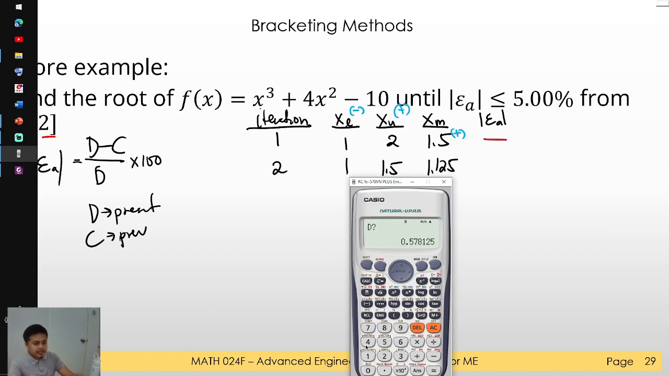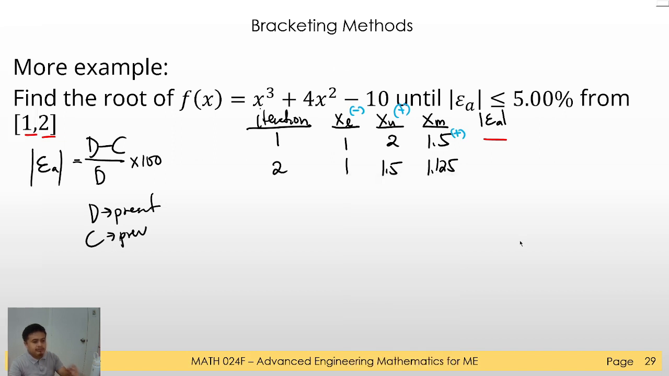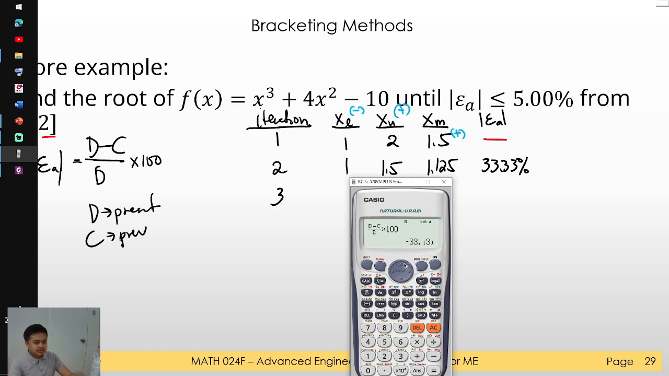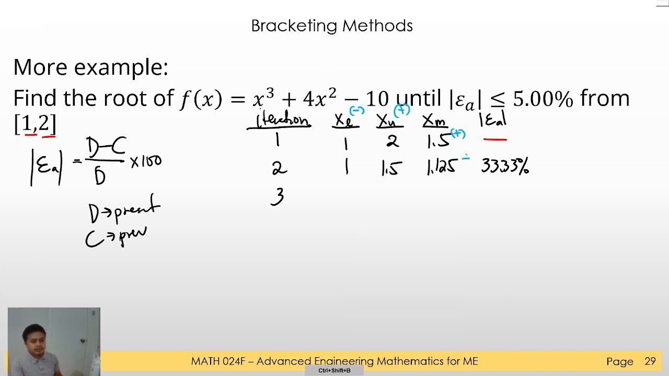So substituting the values 1.125 and 1.5, we have 33.3%, or 33.33%. And then for the third iteration, we want to know the sign. So substitute 1.125. The sign of f of 1.125 is negative. So we will replace now the negative here. So we have 1.125, and then retain this 1.5.